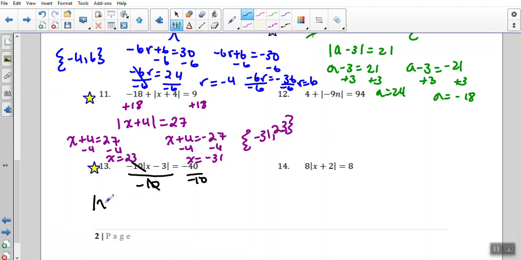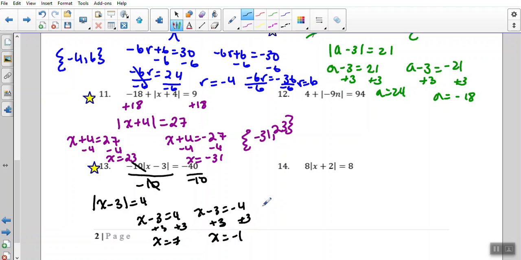So you have the absolute value of x minus 3 equals positive 4. Originally, you might have wanted to say, well, this is no solution because it's negative. But no, once we divide by the negative 10, we get a positive number. So we can keep going with this problem. X minus 3 equals 4. X minus 3 equals negative 4. Just solve it. Okay, so my set solution to this problem is negative 1 and 7.